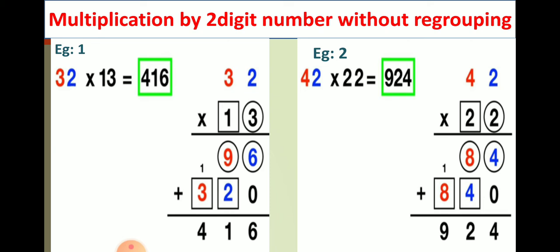Our answer is 416. Let us understand with the other example. Here we are going to multiply 42 and 22. So we will write the numbers in the same form. Now first we will multiply this 2 by both the numbers above, 4 and 2. So we get 2 twos are 4 and 2 fours are 8.